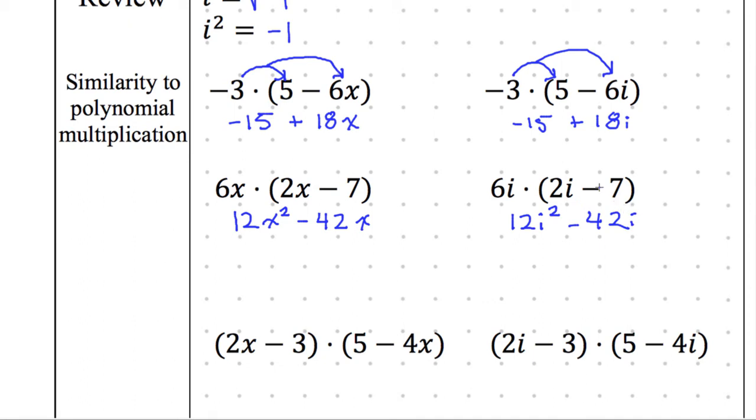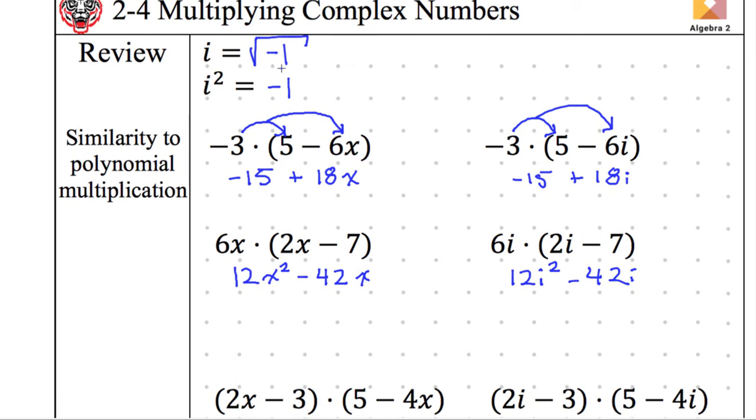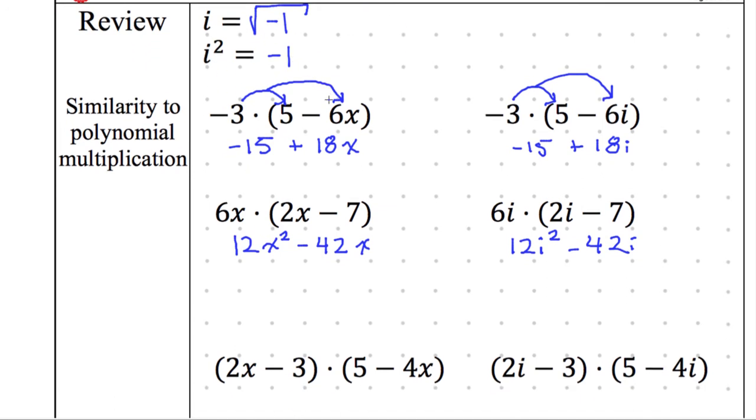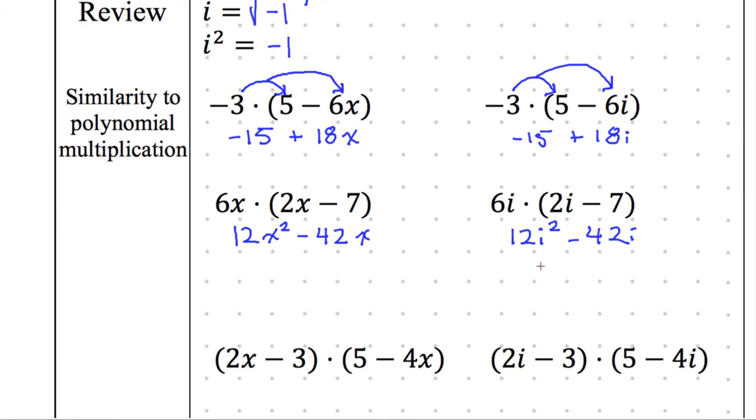The difference here is I can never have an i squared or an i cubed or i to any other power aside from 1 in my final answer. So I need to somehow simplify i squared. Oh look, Mr. Sindel helped you review i squared in case you didn't remember. i squared is -1. So this i squared is now a -1. So -1 times 12 minus 42i turns into -12 minus 42i. Now I have simplified this complex number so that it's actually in the a plus bi form. Alright, so that's the key difference here.